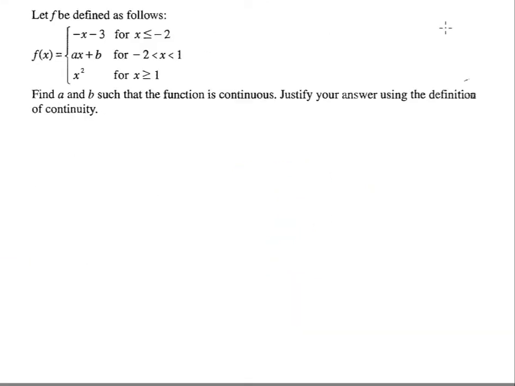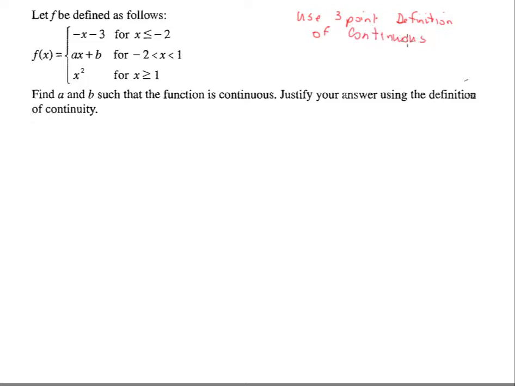Now let's look at another way this could be done. Here we're given a piecewise function and we're asked to figure out what values of a or b would make this a continuous function. Well, first I look at the pieces that make up this function. I notice that my first equation is linear, our second equation is linear, and my third equation is quadratic. So I know those three functions are continuous everywhere where they're defined.